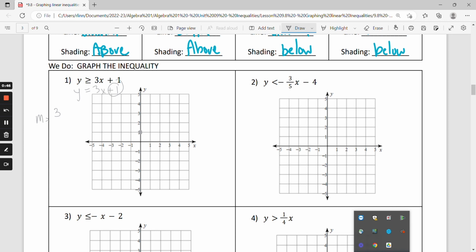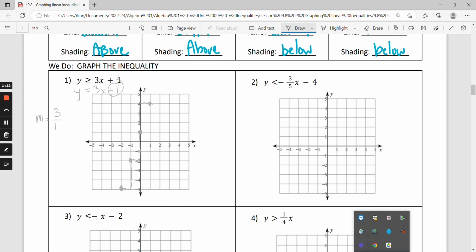In order to create directions to find my next point, I'm going to turn my slope into a fraction, 3 over 1. So that tells me I'm going to go up 3, to the right 1. So I've got my line there. Now, with slope, I don't have to just go up 3 and right 1. I can go the opposite direction too, which means I could go down 3 and left 1. I'm going to do that so I can find all of these perfect points.